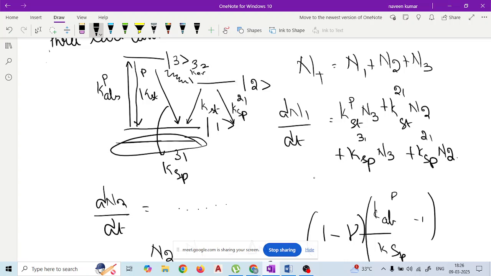Some we will just call K_SP, that is coming from the second energy level to the ground state. Some are coming from the second to the first state as K_ST, that is the stimulated, and the spontaneous. There are two kinds, the spontaneous and the stimulated emissions. Here we are discussing these ones, and we want to differentiate these two.